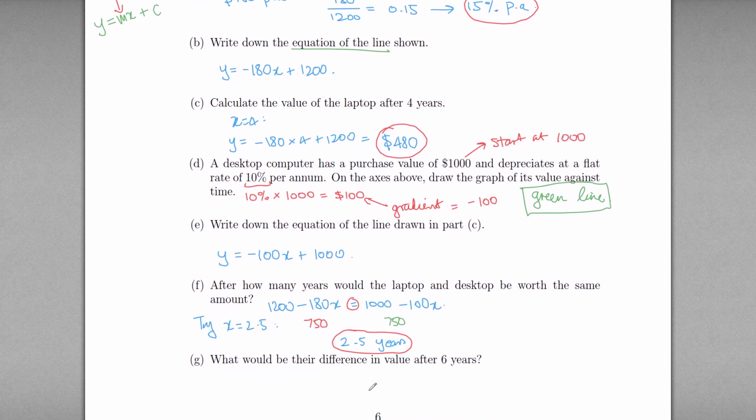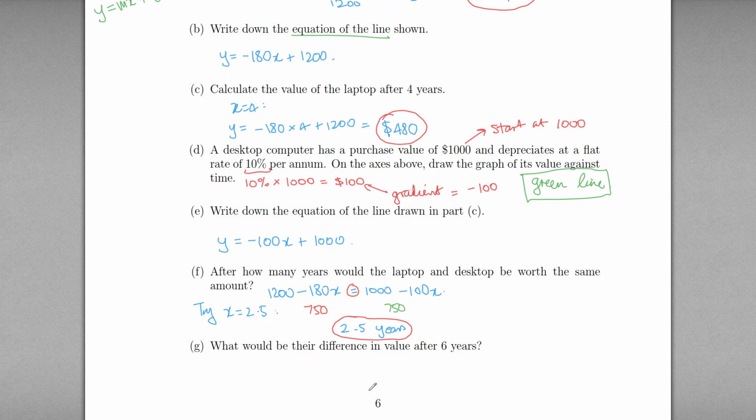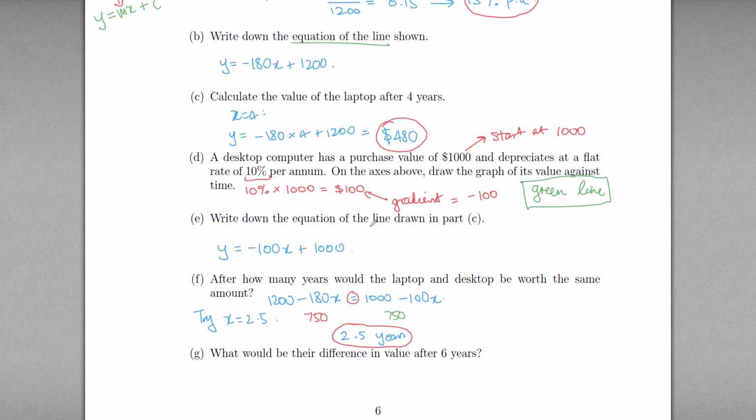Alright, what will be the difference in value after 6 years? Well, we just got to try and work out both their values in 6 years. So let's start with the laptop. That's the one that was drawn for us. That's going to be this equation here. So I'm going to put 6 years into there. So negative 180 times 6 plus 1200 gives us 120.